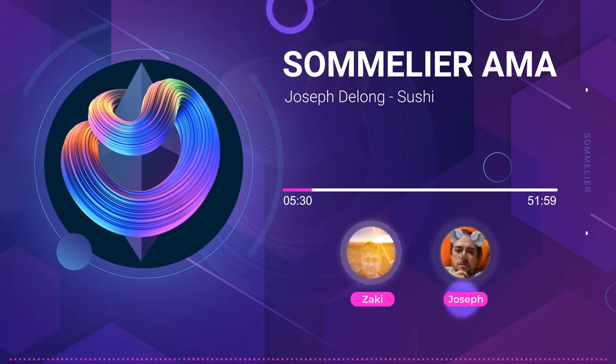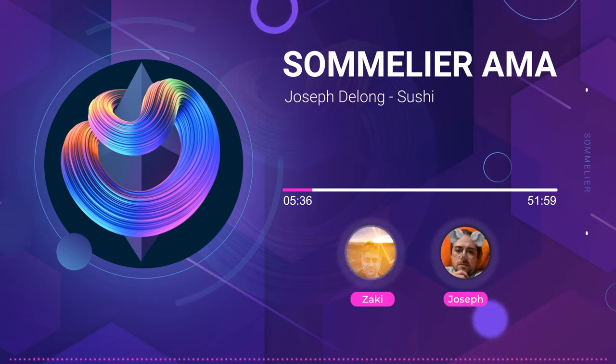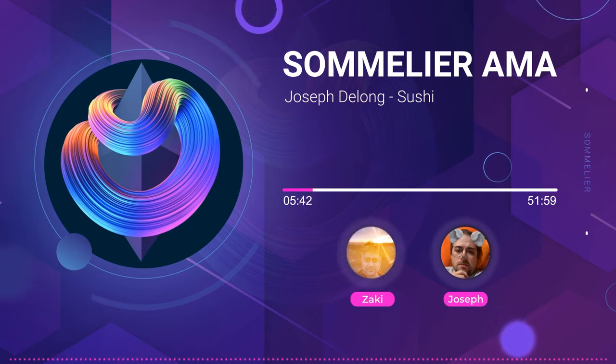So a strategy is, I'm putting Sushi into Kashi and it's getting wrapped into xSushi and also available to provide liquidity on the AMM. Yes. Perfect. That's fantastic. All right. Yeah.